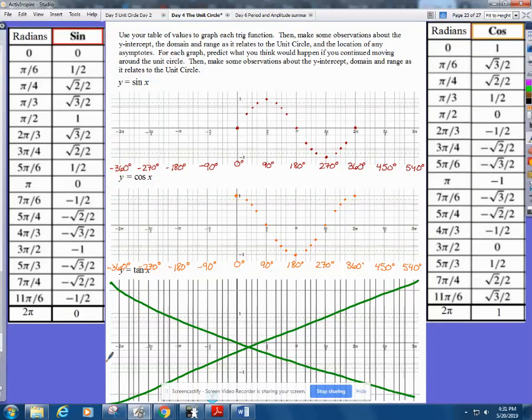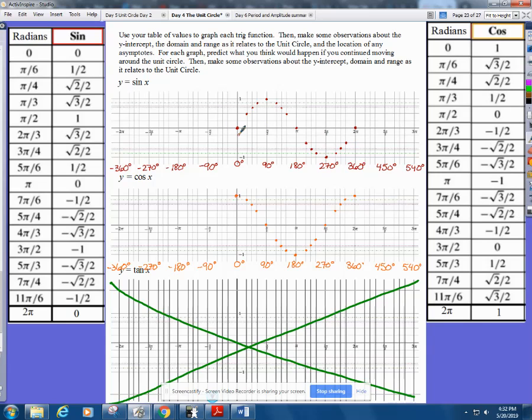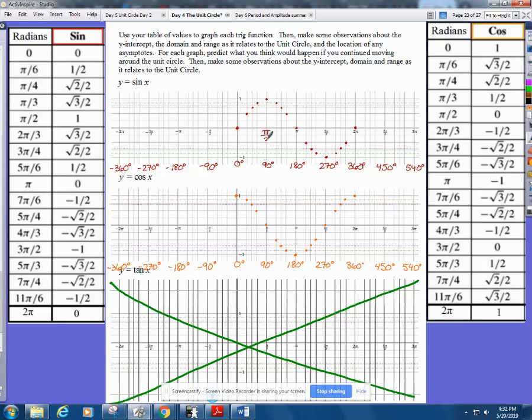So now that you've had a chance to graph your trig functions, the sine and cosine functions, I just wanted to quickly go over the coordinates that you would have plotted. Using radians, trig graphs are usually labeled in radians. So we have 0, this is pi over 2, which is 90 degrees. This is pi, which is equivalent to 180 degrees, 3 pi over 2, and 2 pi.